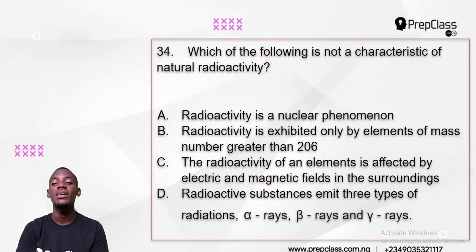Natural radioactivity is for heavier elements. C. The radioactivity of an element is affected by electric and magnetic fields in its surroundings. Is that true? D. Radioactive substances emit three types of radiation: alpha, beta, and gamma. Now, which of them do you think is not true about natural radioactivity?